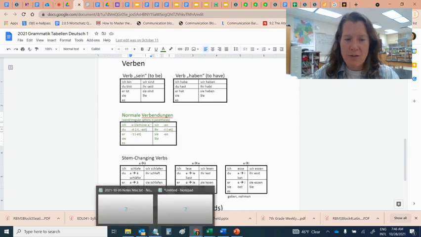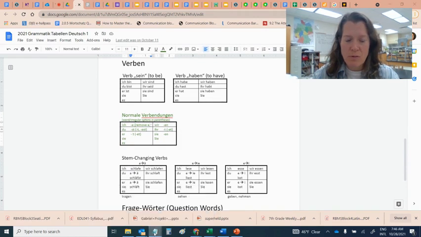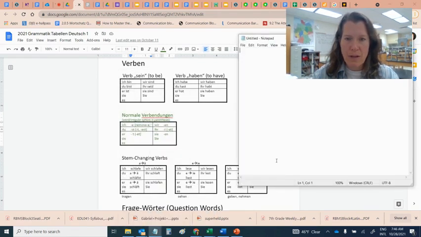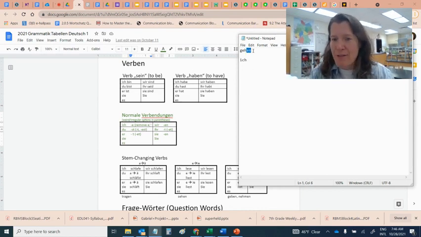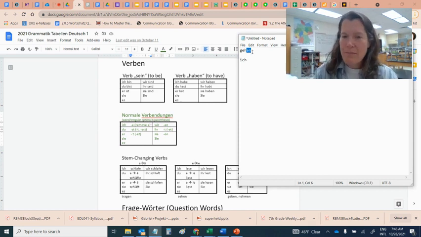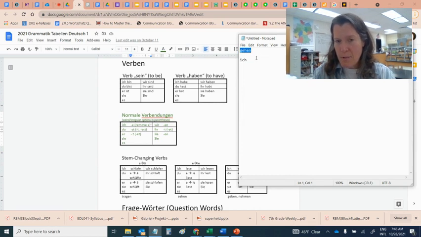So let me just illustrate this. Okay. So let's take the verb gehen, which means to go or to walk. All right. So if you're going to use ich, you take this en off. The en is kind of like a filler, or a placeholder, if you want to say it that way. It's what appears on the verbs in the dictionary, but when you use it, you take off the en.